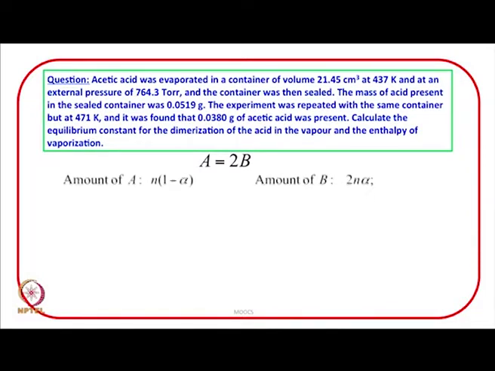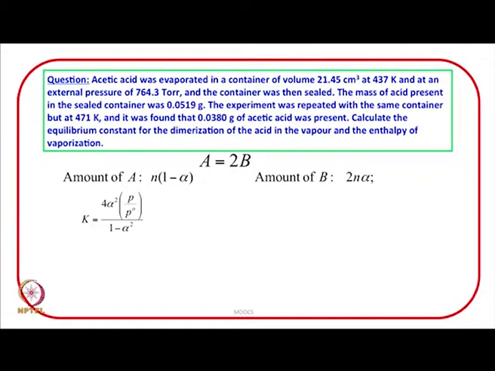For A going to 2B, as I just discussed, K will come out to be 4 alpha square into P by P naught over 1 minus alpha square. And once I know the value of alpha, then I can easily get the equilibrium constant.